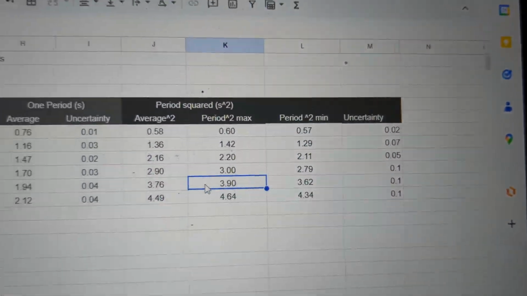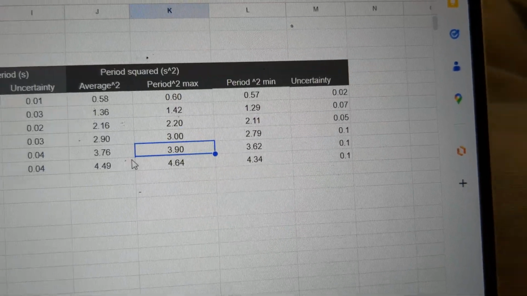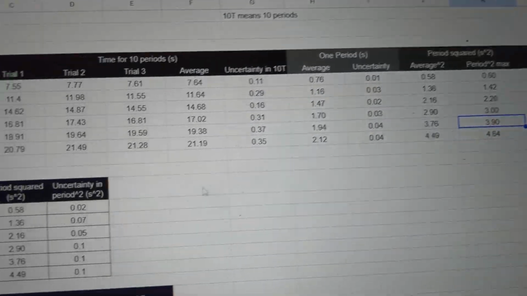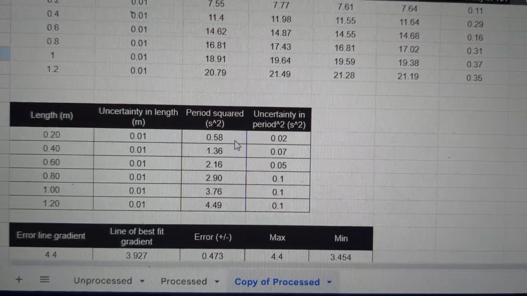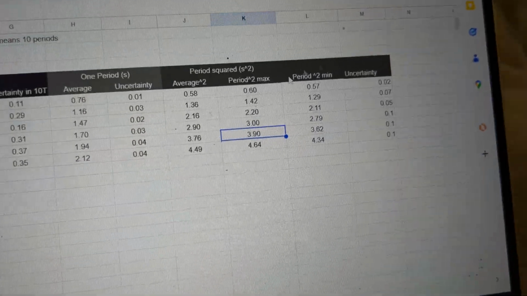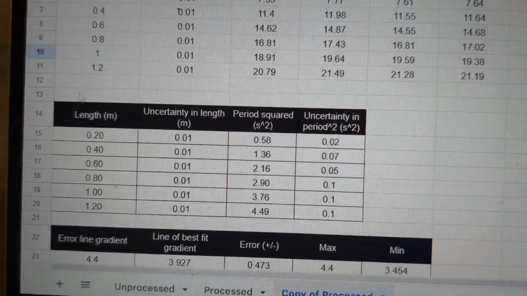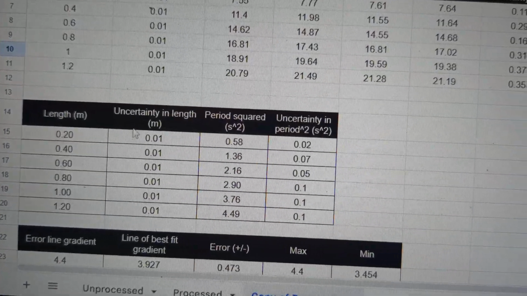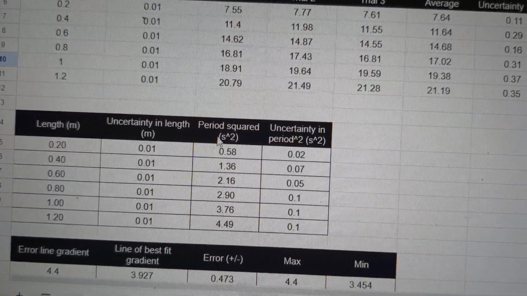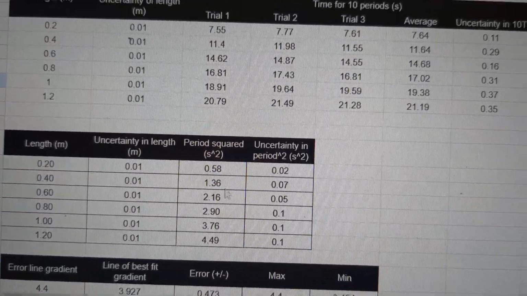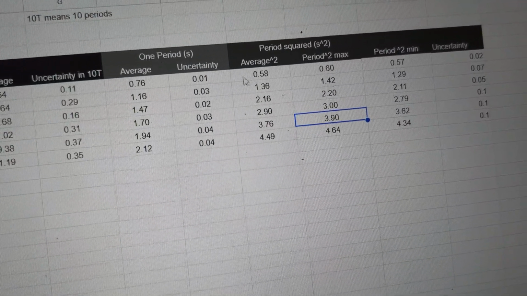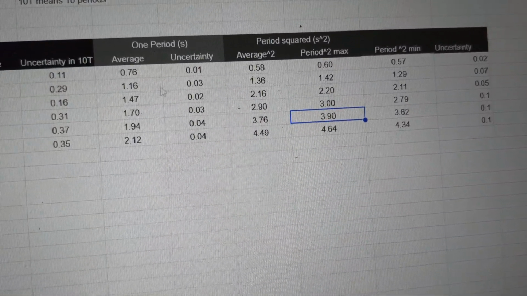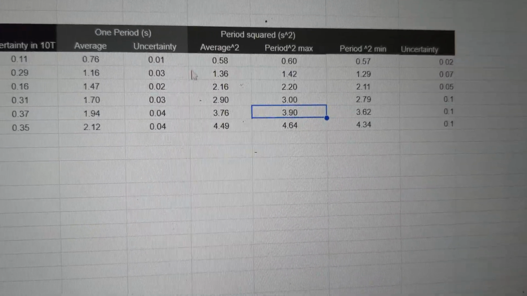Okay? So once you've got those there, what you need to do is you need to put that down into a table. So what we need overall, actually one more thing there. Yeah, so we just need to put together a table here where we've got the length, the uncertainty in length, and then we're going to have the period squared. So that is this one up here. So it's going to be the period squared. Here we go, the period squared there.